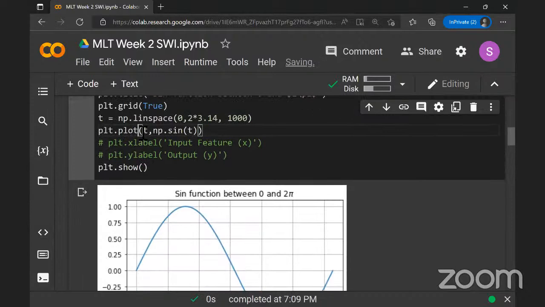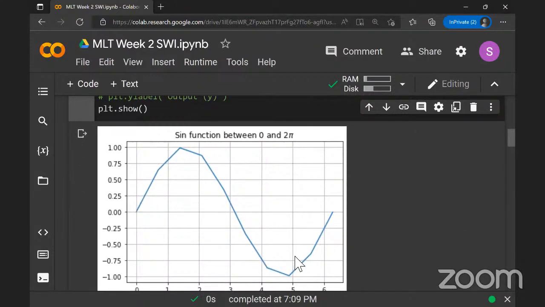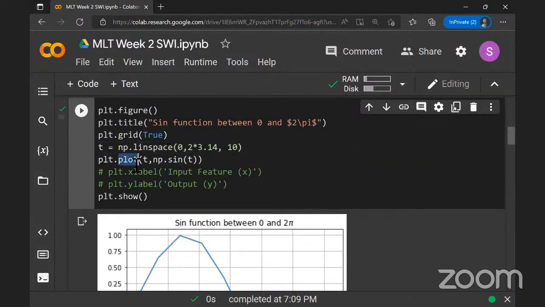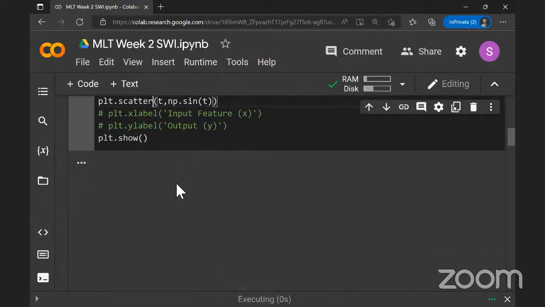So plot function, what it does is it draws a line between two consecutive points. Okay, so instead of 1000, let's say if I make 10, just 10 points between this. Now you can see this jagged curve. It's not smooth because the number of samples is very small, not enough to make it smooth, and that's why you're seeing this kind of plot. And if I convert it to scatter, it will not draw the lines between consecutive points.